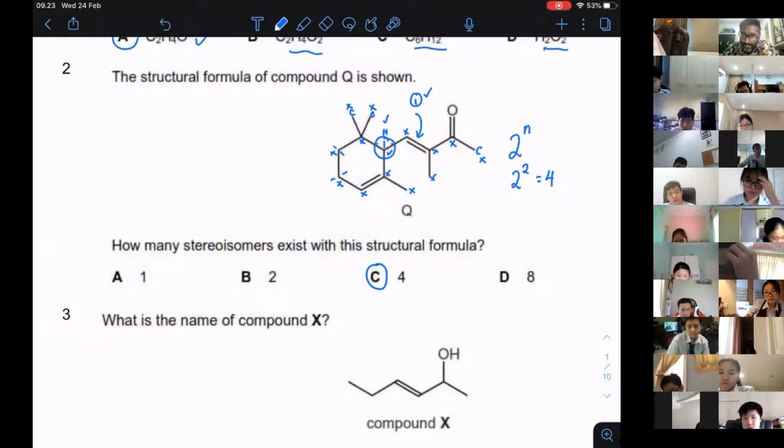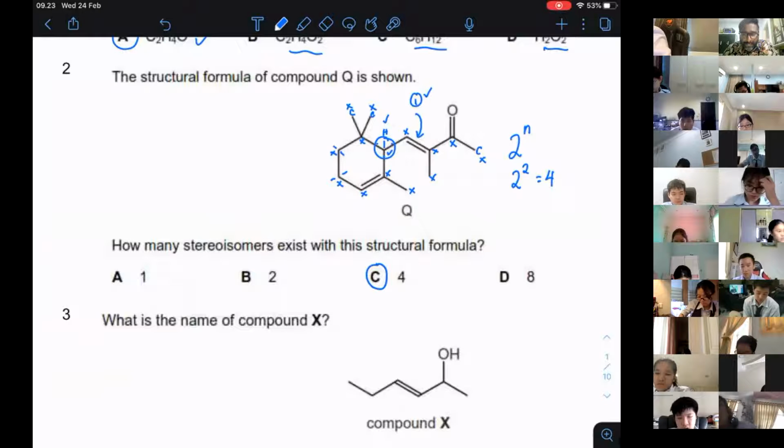Why is there only one cis? So the other one is not cis. I still don't get it. Louder, can you? Why is there only one cis? Because I don't get why the carbon double bond.